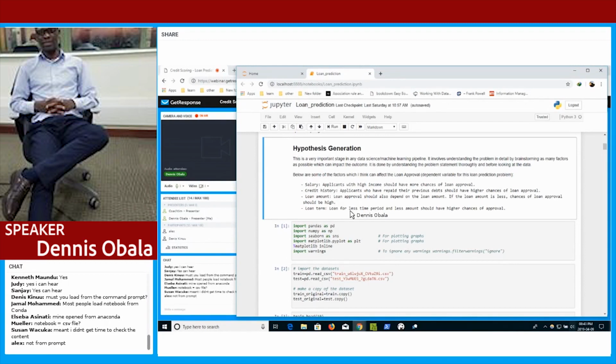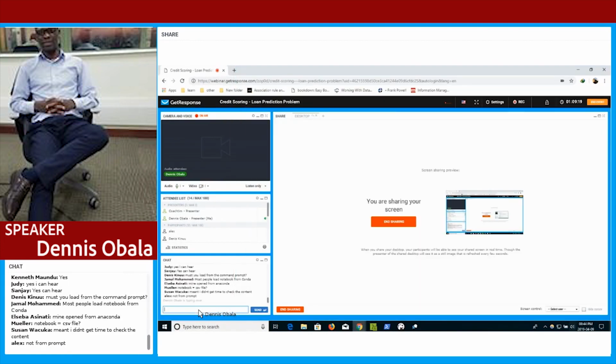Then the loan term. Basically what we want to know is, the longer your loan term, how likely are you to be approved, or the shorter your loan term, how likely are you to be approved or rejected. So basically those are some of the questions we're going to ask.